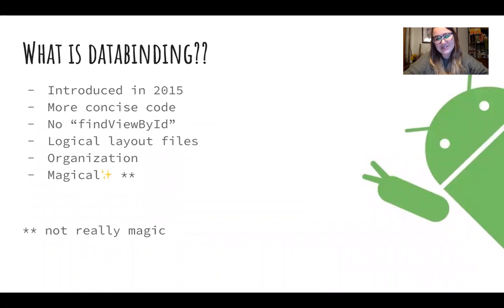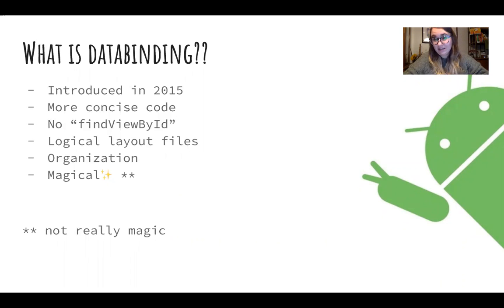So what is data binding? Data binding was introduced in 2015 by Google. And what it can do is help you write more concise code, more readable code, and more organized code. It also means that as Android developers, we no longer have to use the dreaded findViewById function that used to be the only way that you could pull a view into your code so that you could programmatically update how it looked and what it displayed.